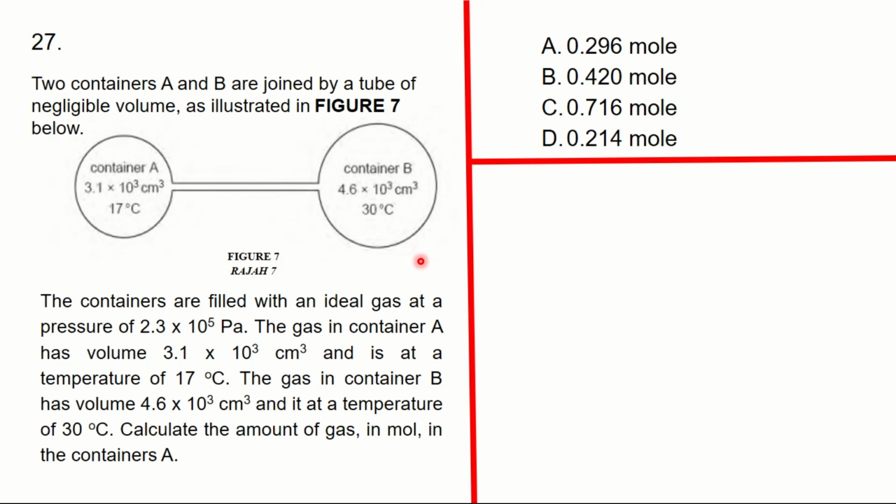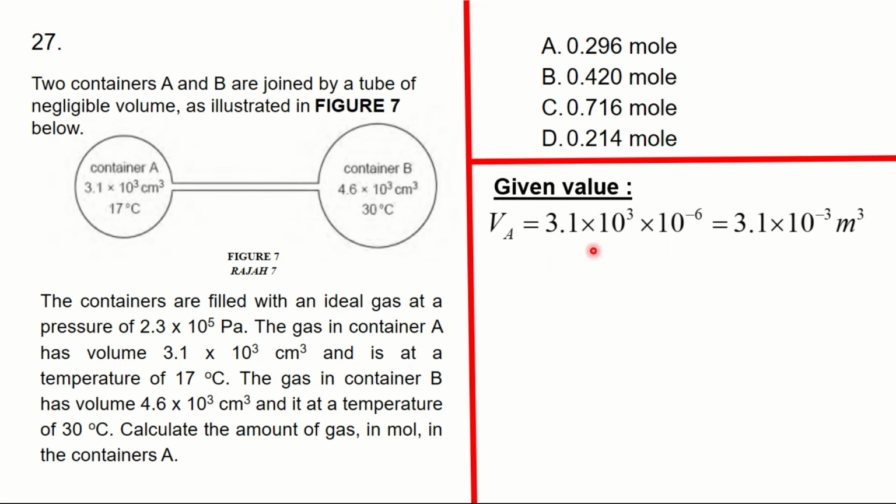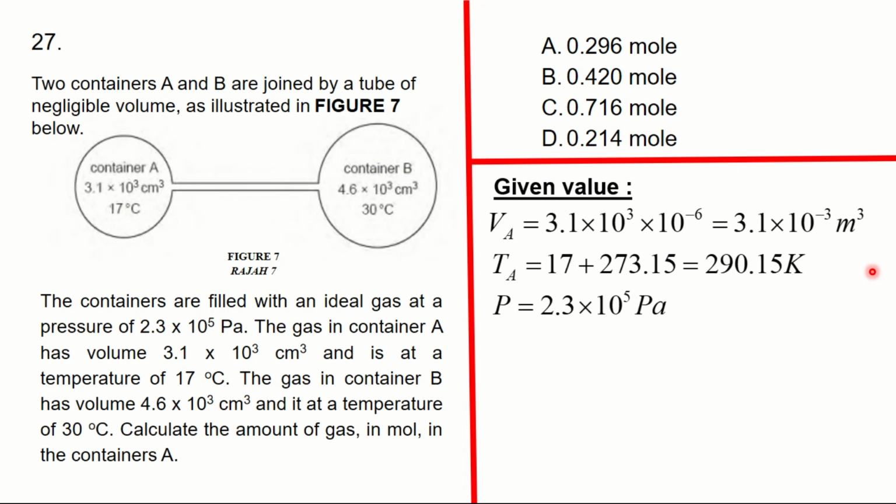Given values for container A, we have volume in cm cube, so convert to SI unit in meter cube. Volume A equals 3.1 times 10 to the power of 3 times 10 to the power of negative 6, so you get 3.1 times 10 to the power of negative 3 meter cube. Then for temperature A, in degrees Celsius, convert to Kelvin. TA equals 17 plus 273.15 equals 290.15 Kelvin. Now we have pressure P, 2.3 times 10 to the power of 5 Pascal.